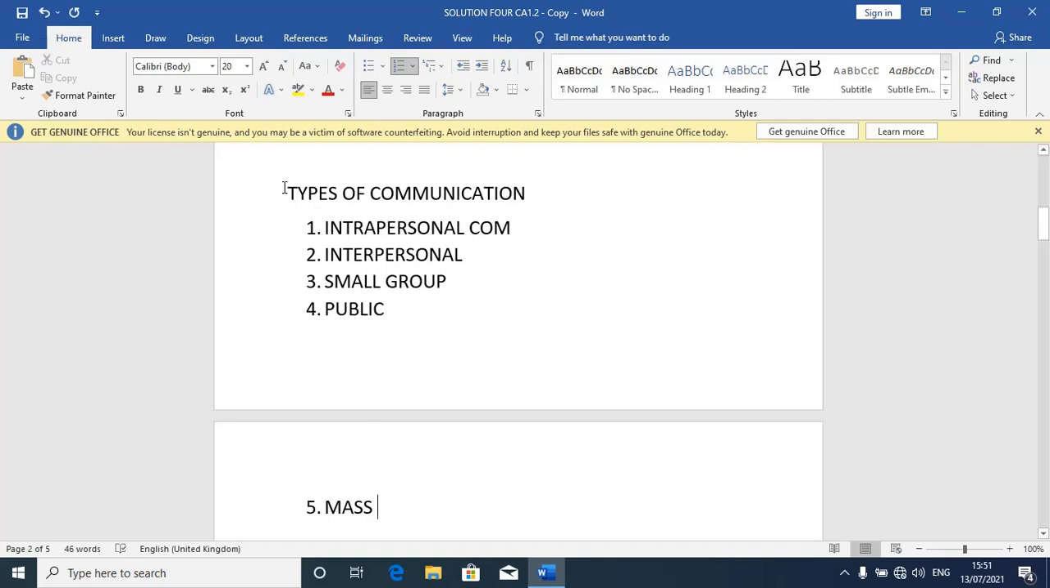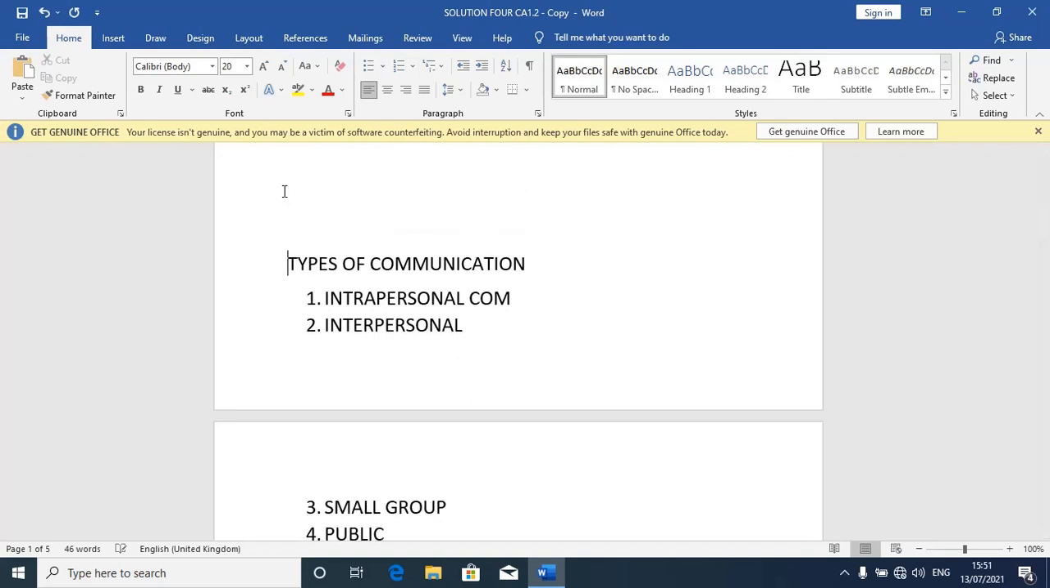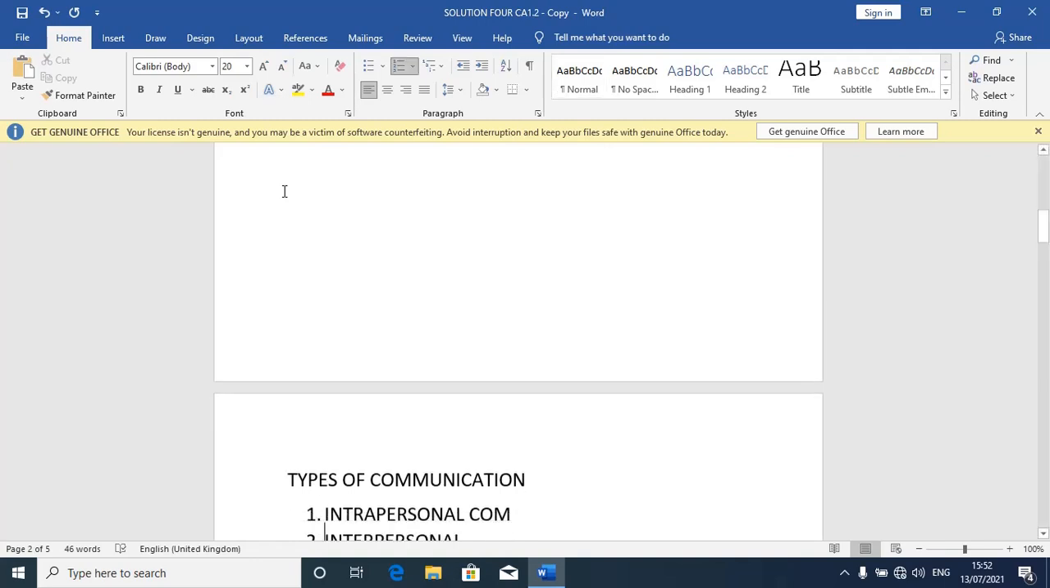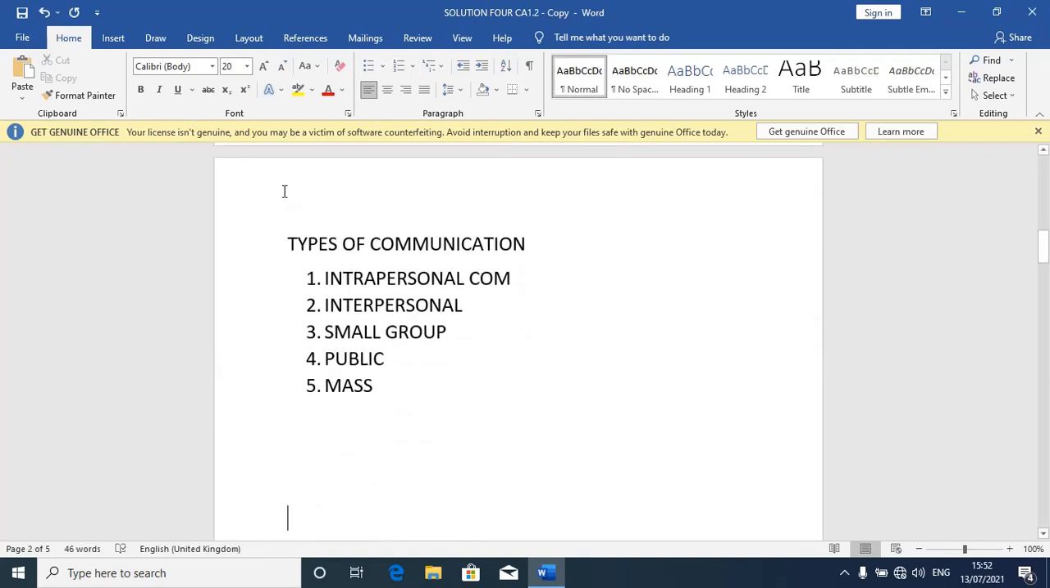So we have those 5 different types of communication. Let me just pull that page down. Right. Now let's run through the 5 different types of communication, starting with intrapersonal communication. Intrapersonal communication is the communication that takes place within an individual. It is the internal thought process of the person.